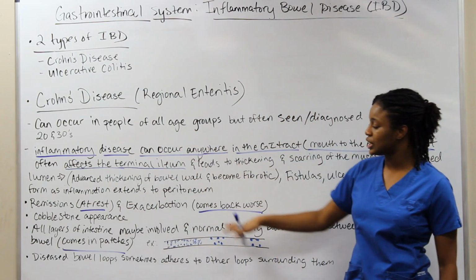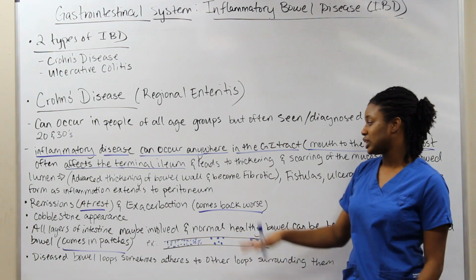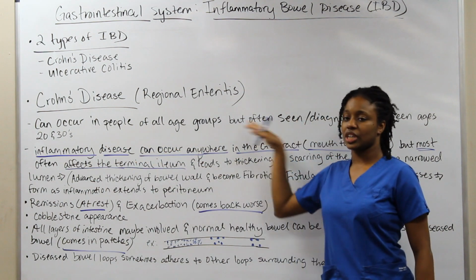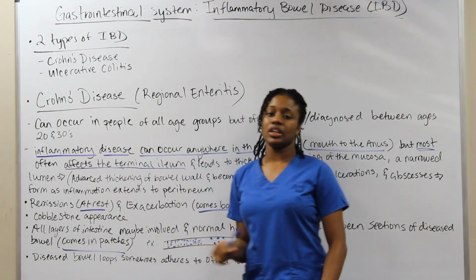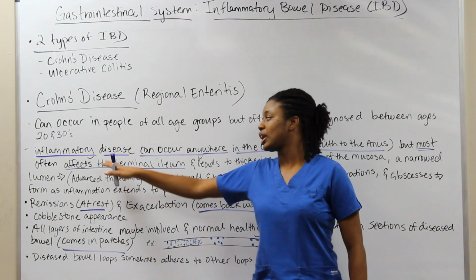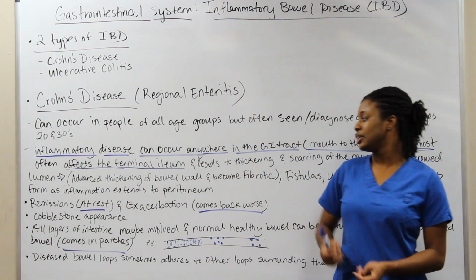All right, so this is what Crohn's disease is about, and the main things that are going to be different are that it can happen anywhere in the GI tract. 20 to 30 years is when you're going to see these patients mostly affected by this, right? It happens more on the right side, right?